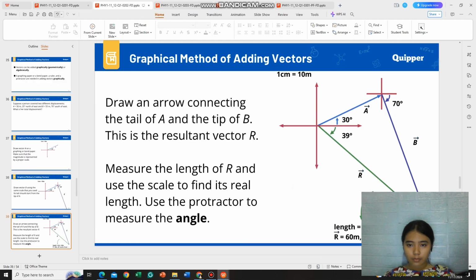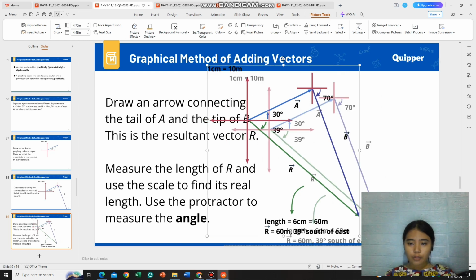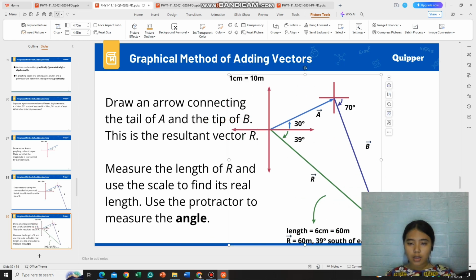This is now the graphical method of adding vectors, no? So, draw B using the same scale that was used. Here is where we add the vectors. Draw an arrow connecting the tail of A and the tip of B. This is the resultant vector R. So, this R is the resultant.